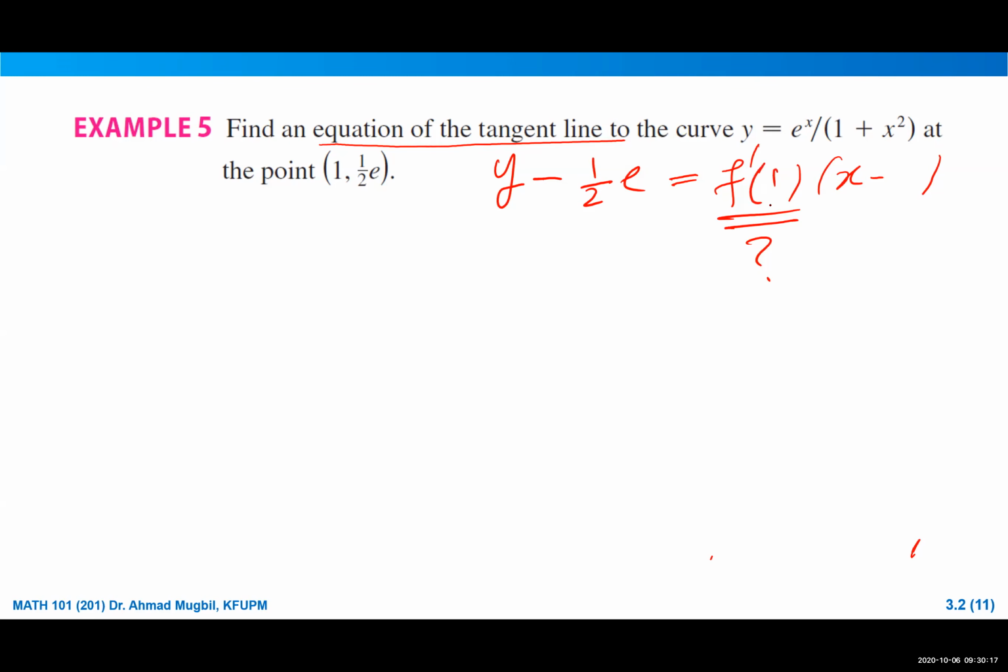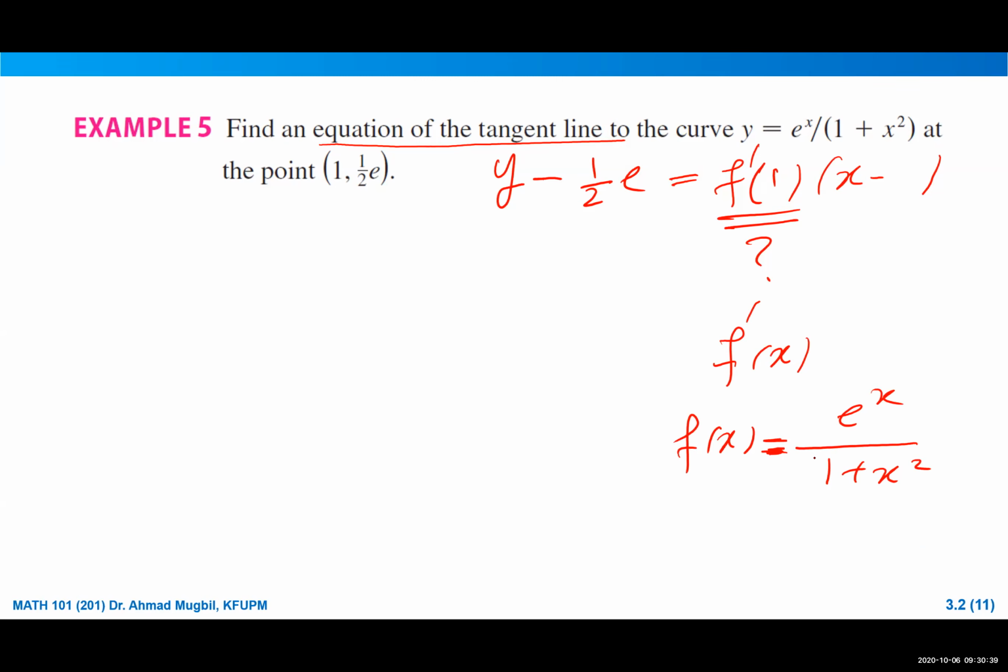To find the derivative at 1, you need to find the derivative of x in general. What is my function? My function is e to the power x over 1 plus x squared. I cannot simplify it or write it in a simpler form. So it is a quotient. I cannot distribute here. I cannot do anything.